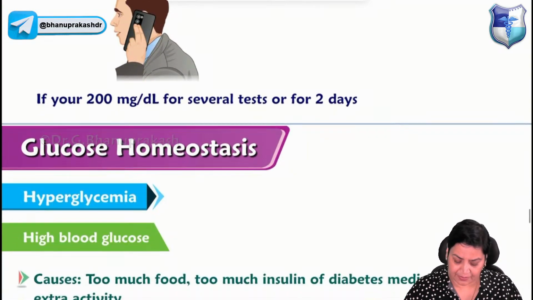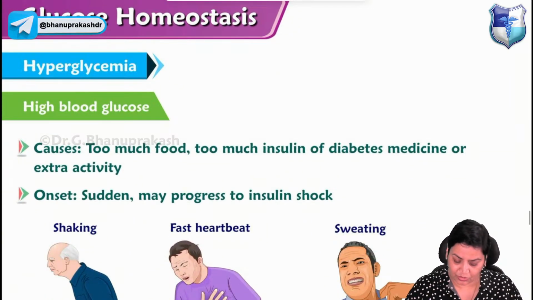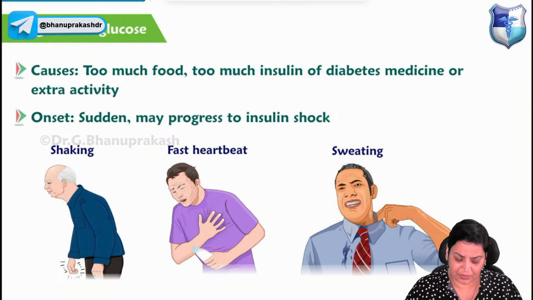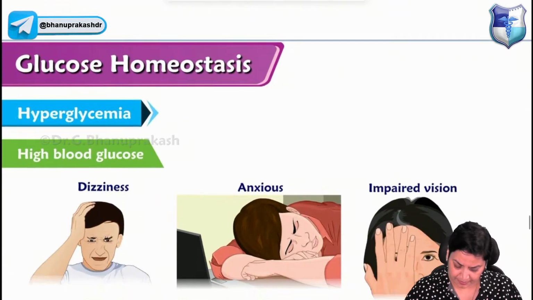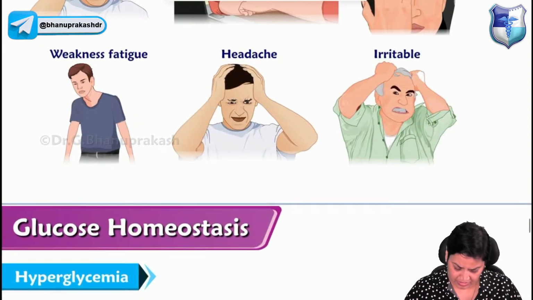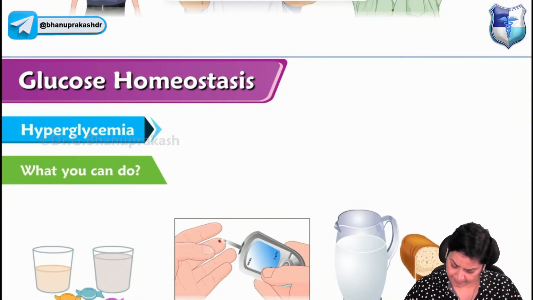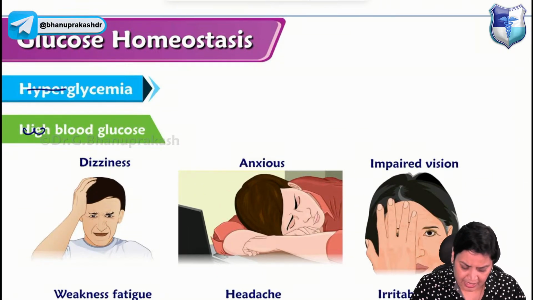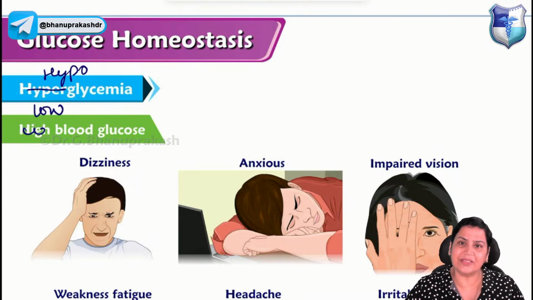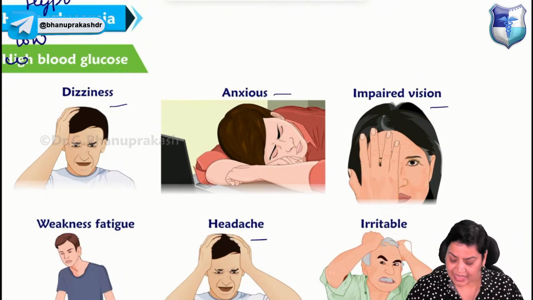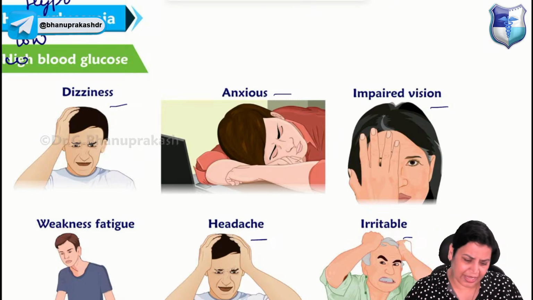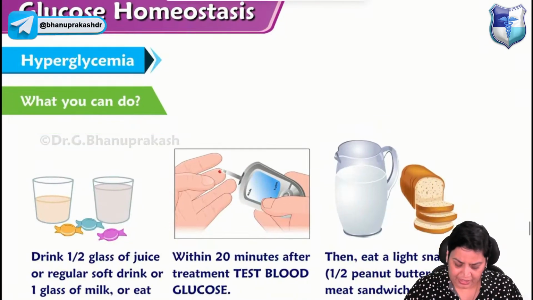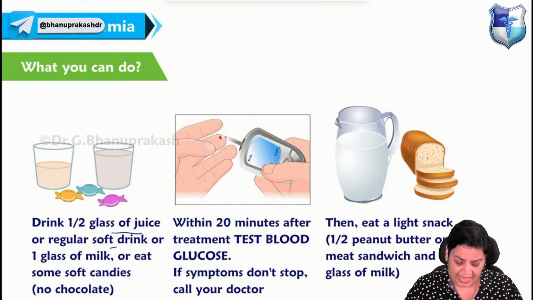Then hypoglycemia. In hypoglycemia, again, shaking will be there, fast heartbeat will be there, and sweating will be there. This is hypoglycemia, beta. This is hypo, when low blood glucose is there. So what will happen in low? Dizziness will be there, anxiousness, impaired vision, weakness, headache, and the person will be irritable all the time. So again, what we have to do initially is simply drink 1 to 2 glasses of juice. And within 20 minutes, we have to test blood glucose and then eat a light snack.